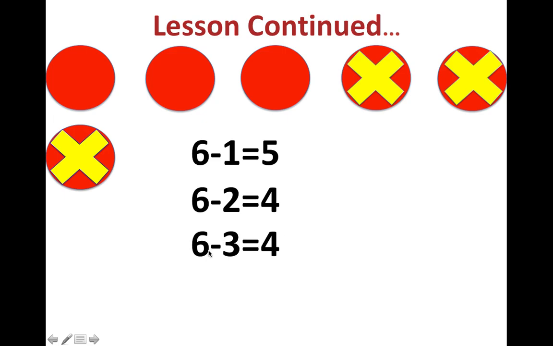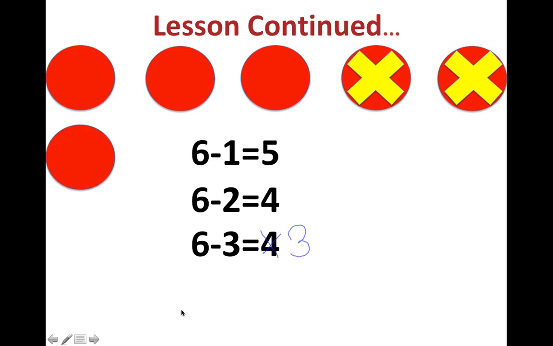My number sentence looks like 6 minus 3 equals 3. Looks like Miss Shaima made a mistake again. It should say 6 minus 3 is 3. What is 6 minus 3? Again, I had 6. I crossed off 3. Now I only have 3, just like here.